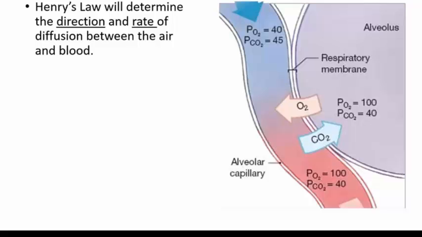Diffusion and respiratory function. Henry's law is going to determine not only the direction, but also the rate of the diffusion between the air and the blood. So the greater the difference between the partial pressure of oxygen in the air and in the venous blood, the greater the movement of oxygen into the blood.